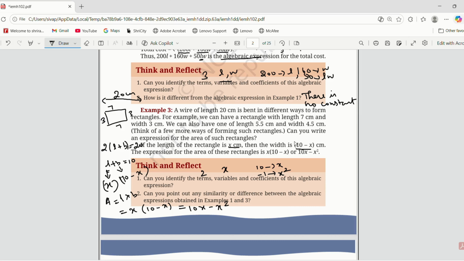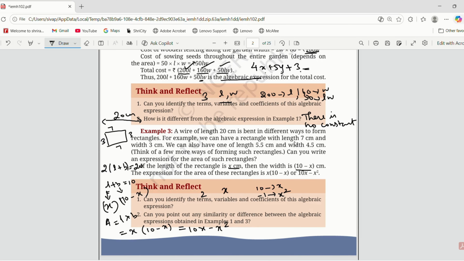Can you point out any similarity or difference between the algebraic expressions obtained in example 1 and 2? Yes, there is a major difference. In example 1 and example 2 we have more than one variable: x and y here, L and W there. But here we have only one variable, x, in different forms, x and x square. The variable is the same, only one variable, that is x. That is a major difference compared with examples 1 and 2.